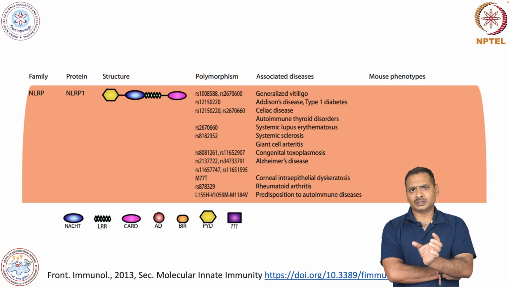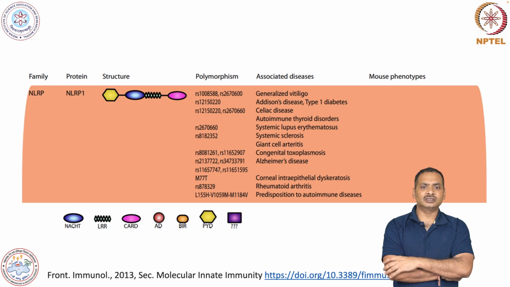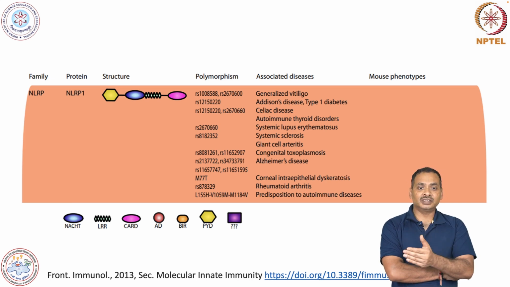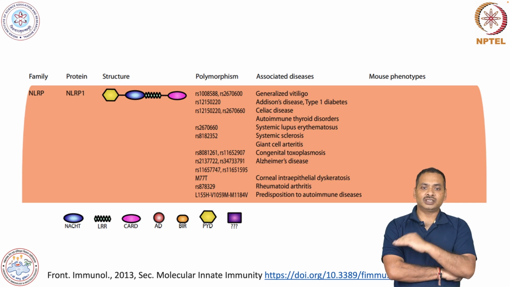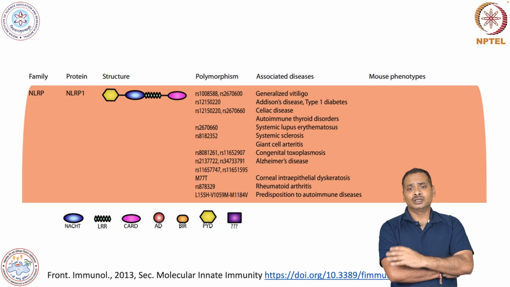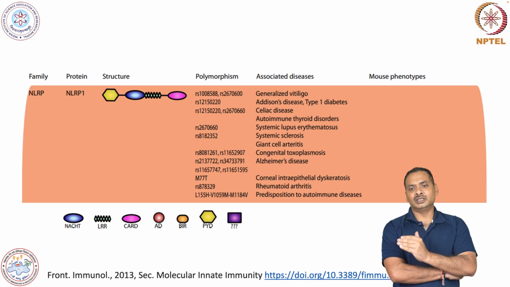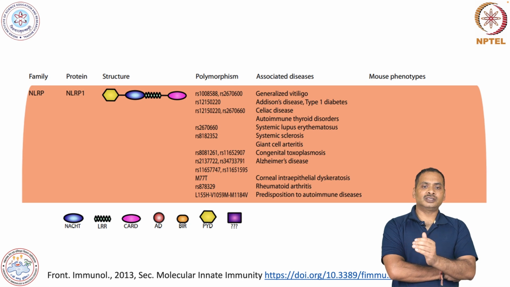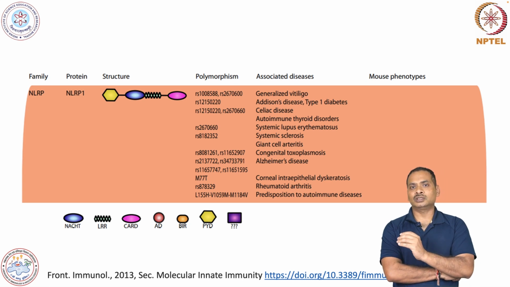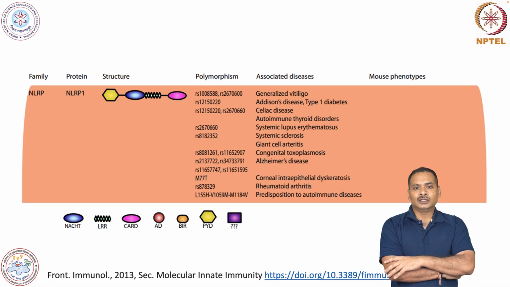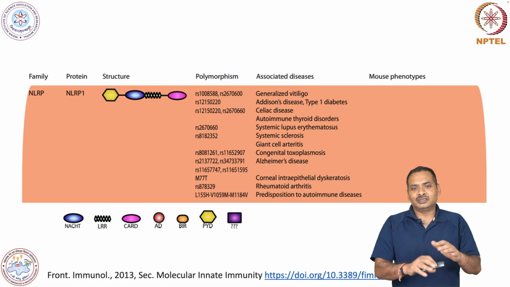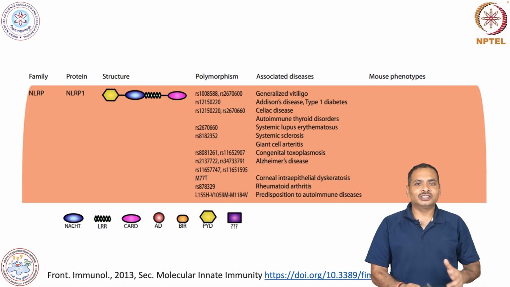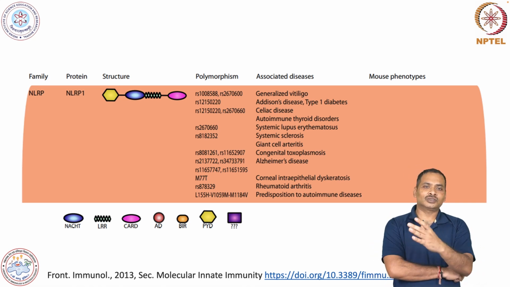arteritis, an inflammation of arteries, congenital toxoplasmosis, Alzheimer disease, and some mutations are also associated with corneal intraepithelial dyskeratosis and rheumatoid arthritis, predisposition to the autoimmune diseases. So, just try to understand, you need not memorize all these things, because this is quite complicated.